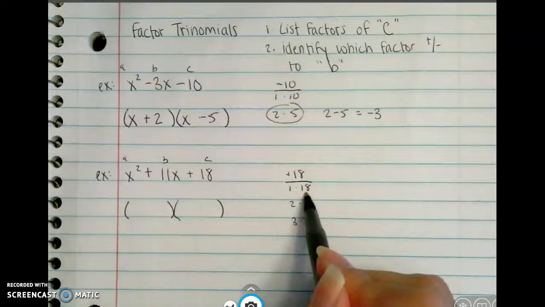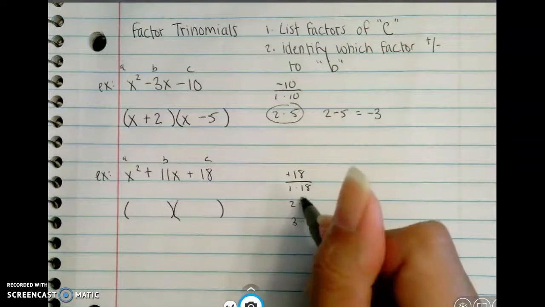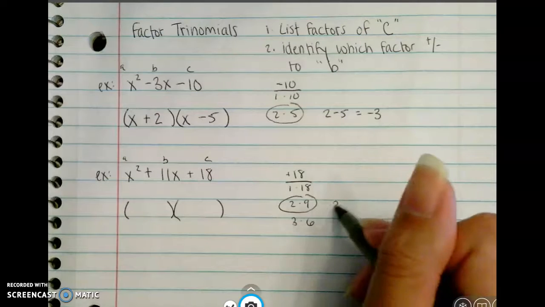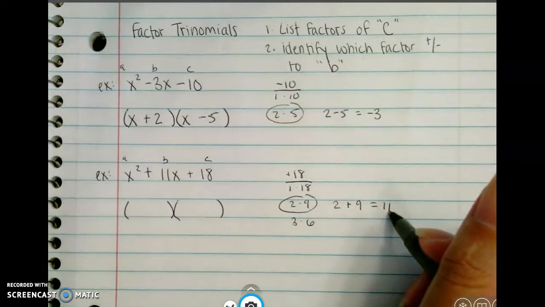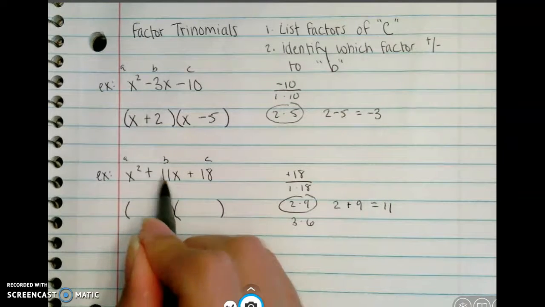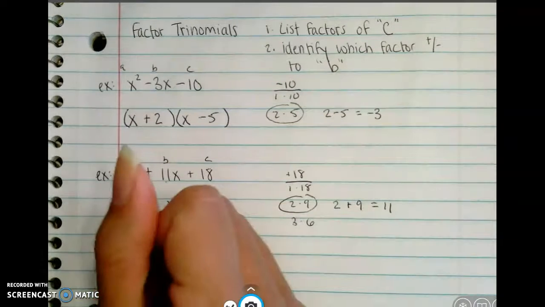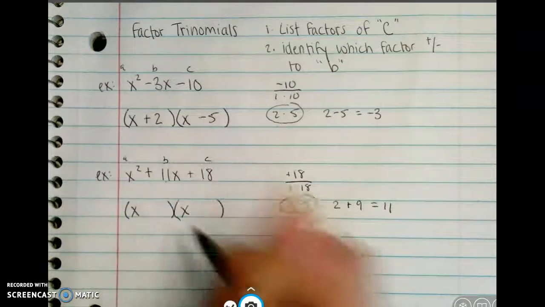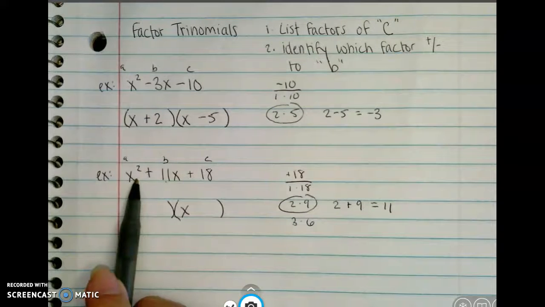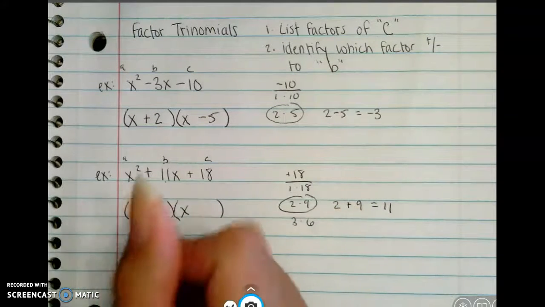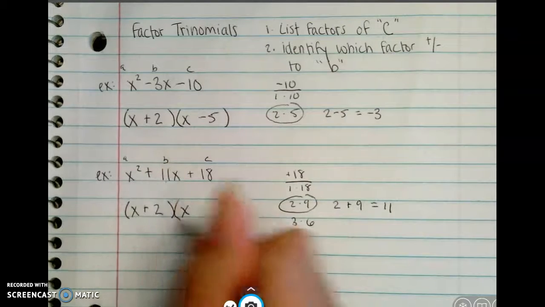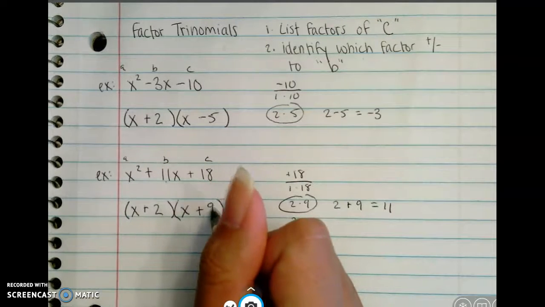So I'm looking at my pairs, and when I add 2 plus 9, I get 11, and that's B. So the x is split. Remember, x times x would give you x squared. And I'm looking at my factor pairs. They're both positives. So plus 2 and plus 9.